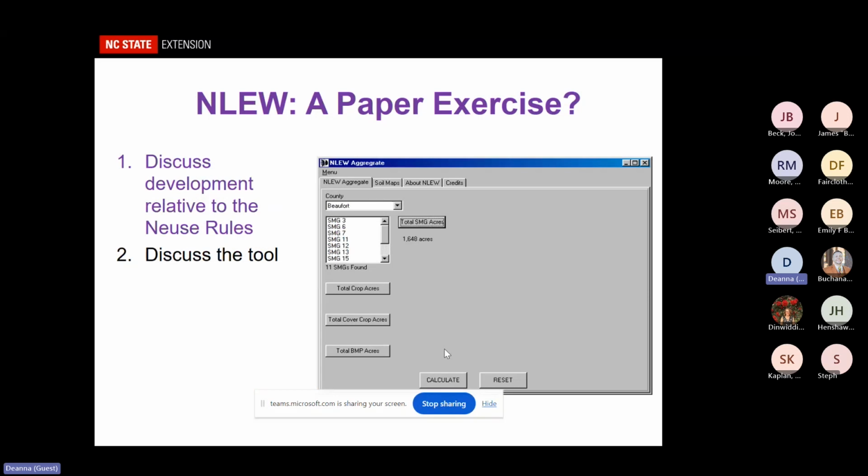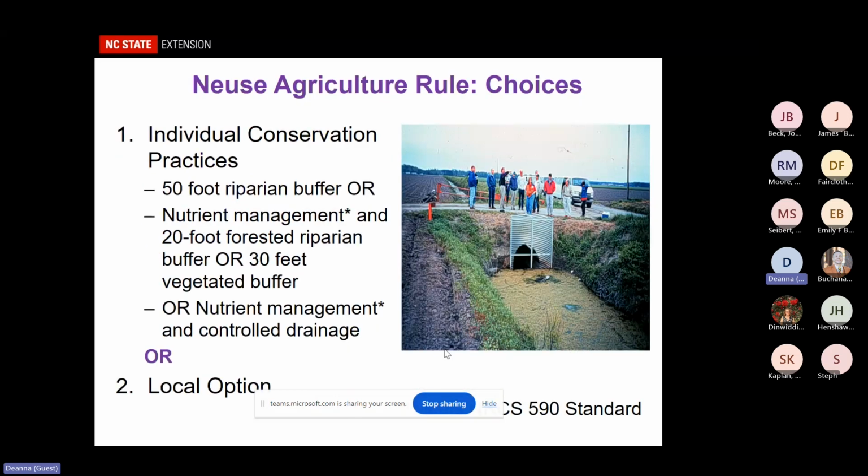And people have thought from time to time that NLU was just a paper exercise, but I would say that it's not just a paper exercise. And I want to first of all talk about the development. So under the NUS rules, and then the TARPAM, and then the Jordan, and then the Falls, farmers either had to use individual conservation practices, which included either a 50-foot riparian buffer or nutrient management and this other buffer or nutrient management and controlled drainage, or they could be part of the local option.